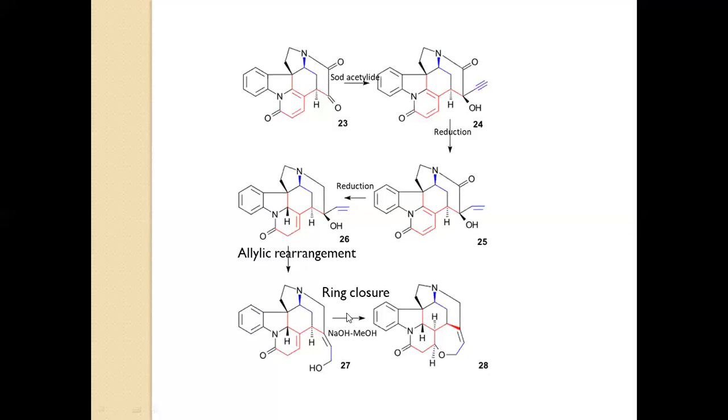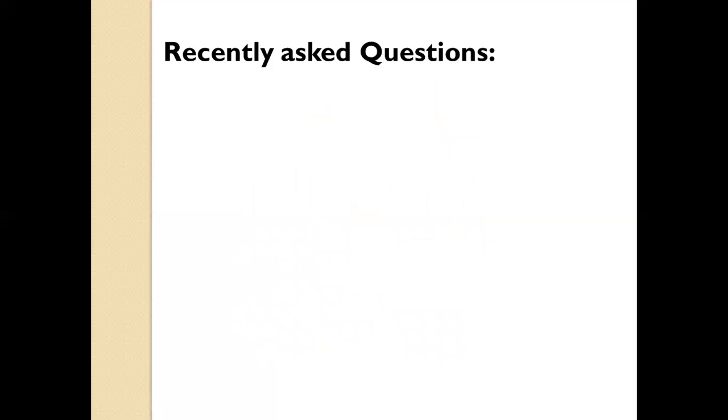Now, the final step will be the ring closure again. In the presence of sodium hydroxide and methanol, the ring closure takes place and a 7-membered ring is formed. Thus, finally, the medicinally important, highly poisonous strychnine is synthesized. That is about the synthesis of strychnine.